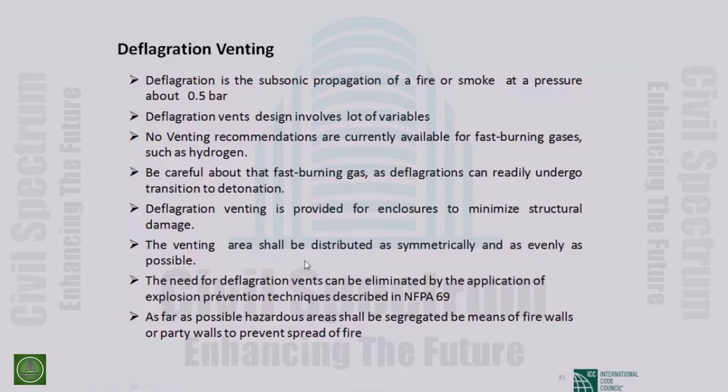So you have to read it for detailed design. As far as possible, hazard areas shall be segregated by means of firewalls and part walls to prevent spread of fire. Actually, for this type of fire where you expect deflagration, please segregate by means of firewalls and part walls, or detach the building as far as possible.